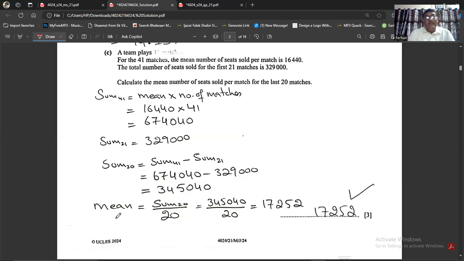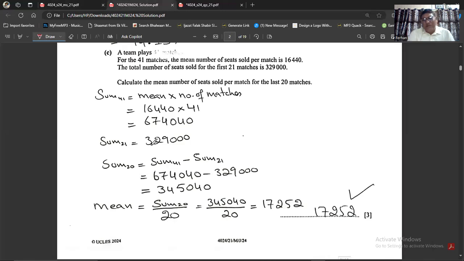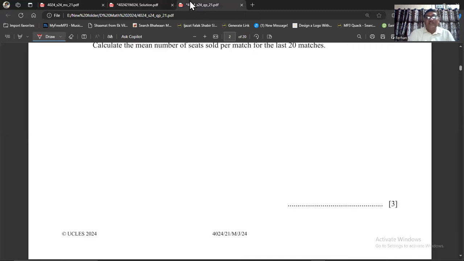Now the mean for the 20 matches will be the sum of the 20 divided by 20, and that will be 345,040 divided by 20, and that will be 17,252. And this is how this is solved. I might be pronouncing this wrong, but you know how this is done. So this is the right answer, sir. So this was how the C part is done. That was worth 3 marks.